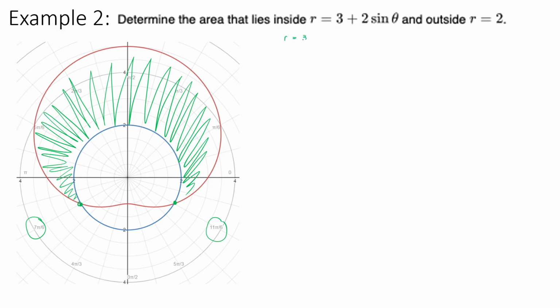So r equals 3 plus 2 sine theta. Then the other equation is r equals 2. If we plug r into the second equation, we have 3 plus 2 sine theta equals 2. Then isolating your sine function to get the point of intersection: 2 minus 3, then you have 2 sine theta equals negative 1, then sine theta equals negative 1/2. Then getting the arc sine, the value is negative pi over 6.